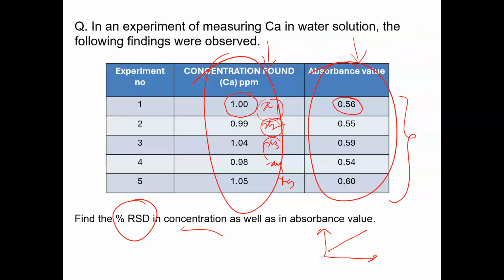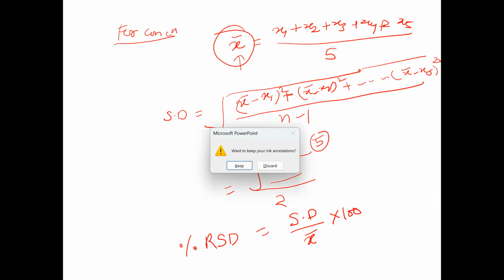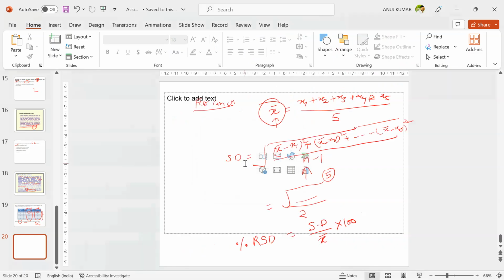But in the question, you are asked about the percentage RSD value. So for percentage RSD, what you will do is standard deviation divided by average multiplied by 100. So that will be your percentage RSD value. Okay, you can solve it easily, right?